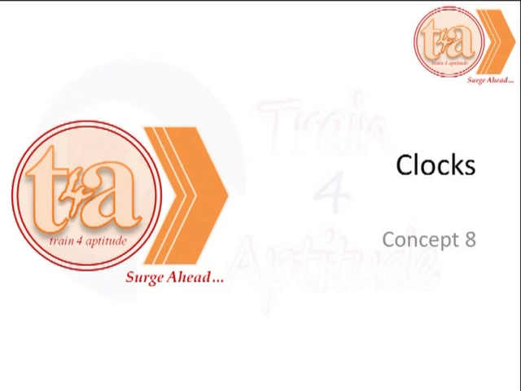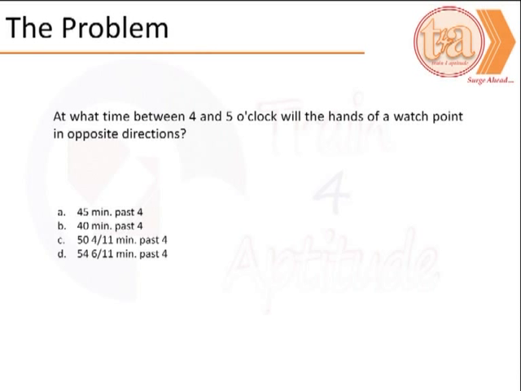We have been discussing the problems on clocks. We look at the eighth concept in this series today. The problem requires us to find a specific time between 4 and 5 o'clock when the two hands are pointing in opposite direction. We have to choose from these options.